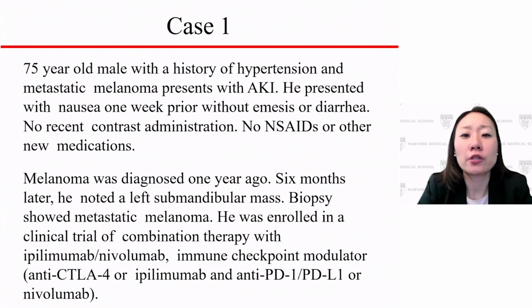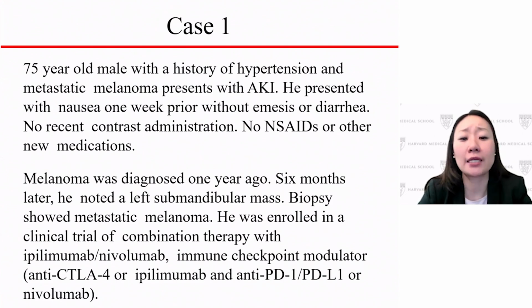So let's turn to our first case to illustrate some of those points that we've been discussing thus far. The patient is a 75-year-old male with a history of hypertension and metastatic melanoma who presents with acute kidney injury. He presented with nausea 1 week prior without emesis or diarrhea. He has had no recent contrast administration, no NSAIDs or other new medications.